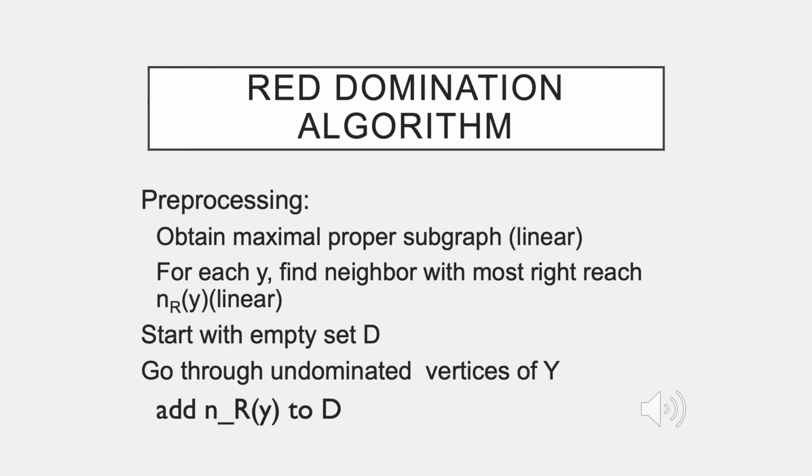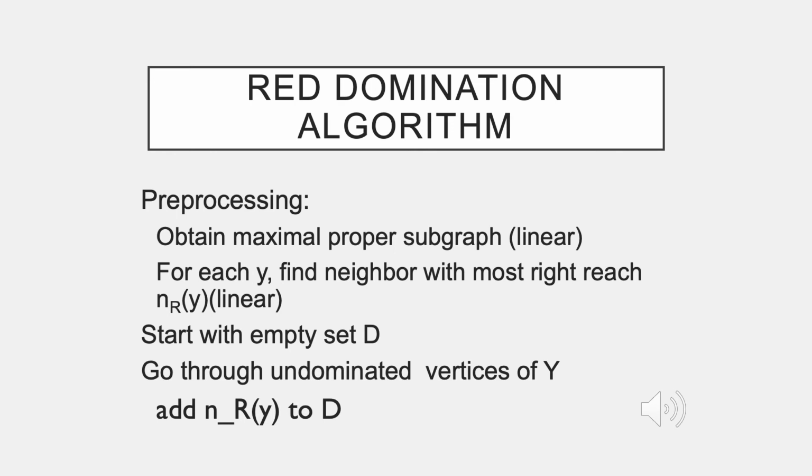We calculate the maximal proper subgraph and calculate the neighbor of Y with the most right reach for each Y in two pre-processing stages. Both stages can be done in time linear in the number of vertices in the graph.